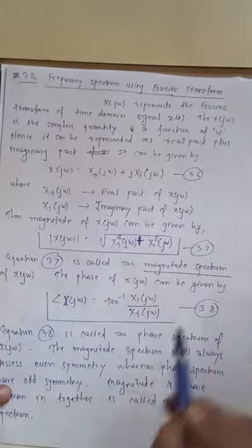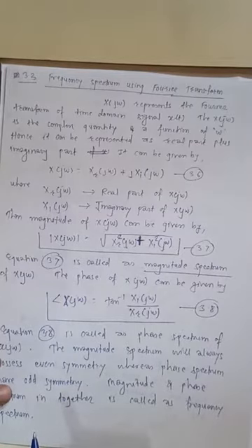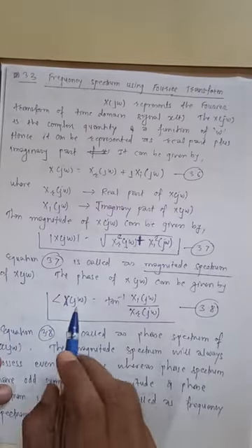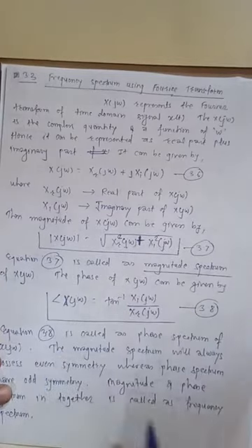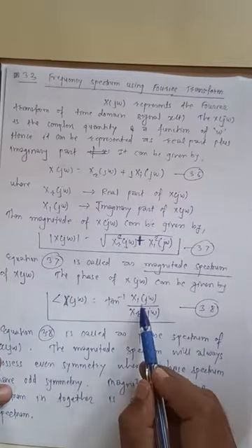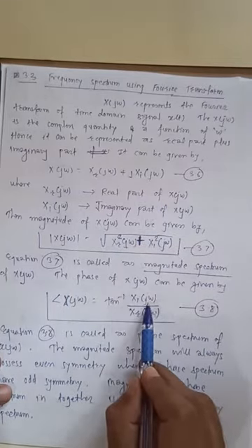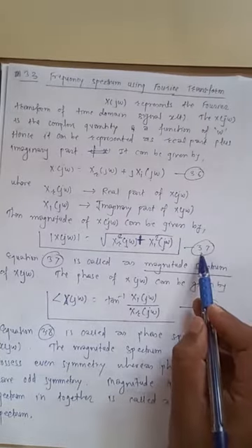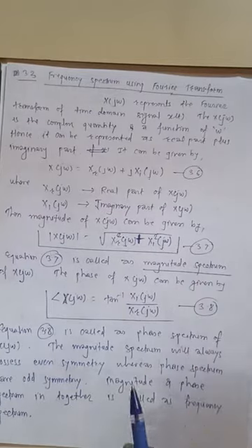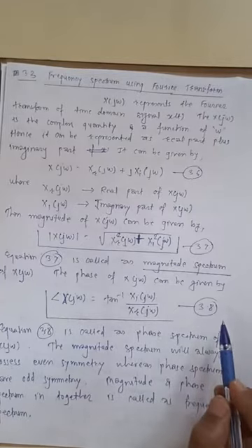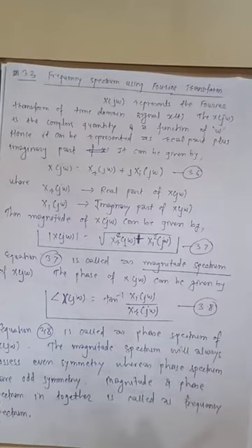Now I want to obtain the phase of x of j omega. How to get the phase? The angle of x of j omega equals tan inverse of imaginary part divided by real part, that is the standard equation. So this equation, equation number 3.7, shows the magnitude spectrum, and equation 3.8 shows the phase spectrum.